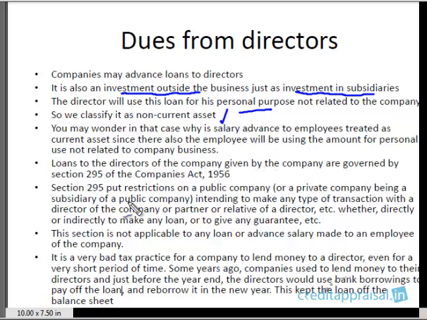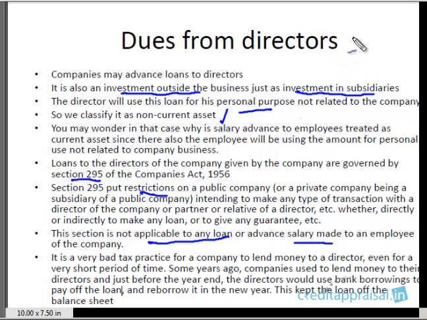You have to understand that loans to directors are governed by section 295 of the Companies Act. There are a lot of restrictions on a public company which intends to make any type of transaction with the directors, right? And this particular section is not applicable to a loan or salary advance made to an employee. So that's why we are making the distinction.